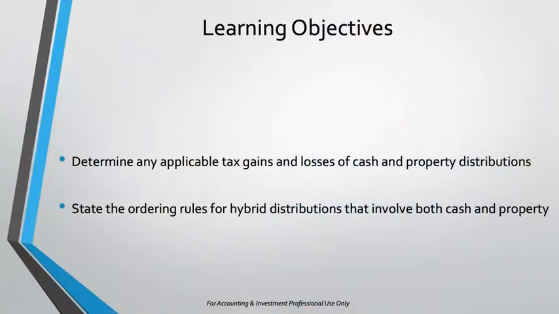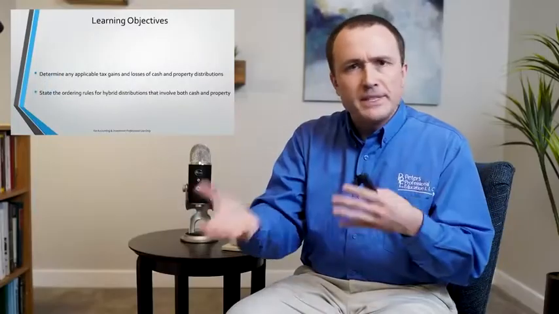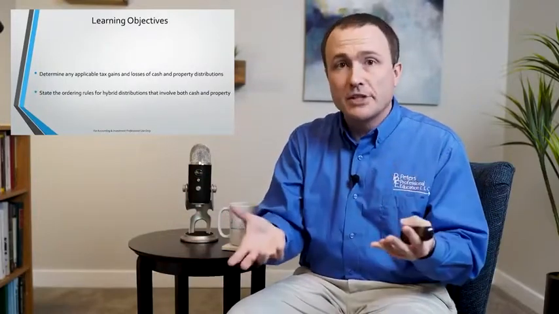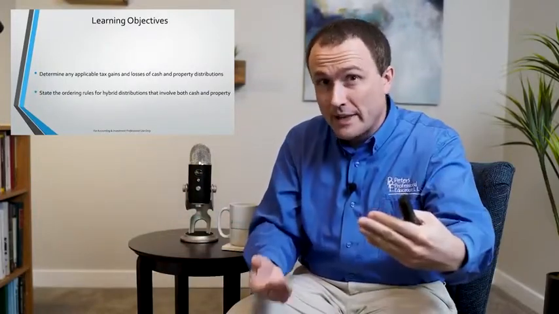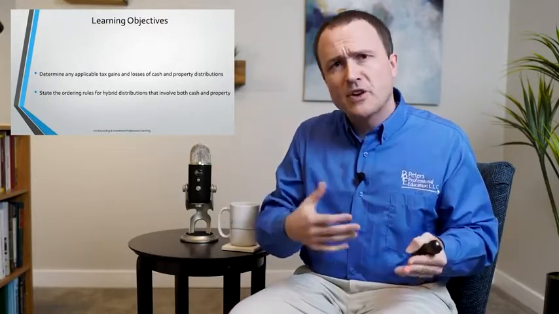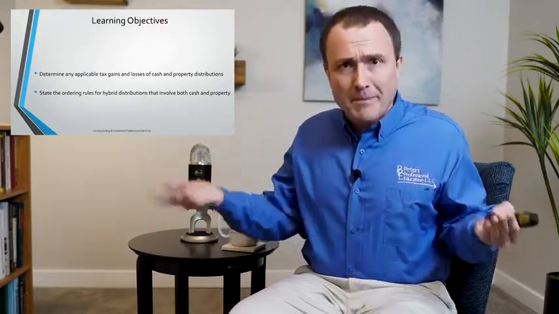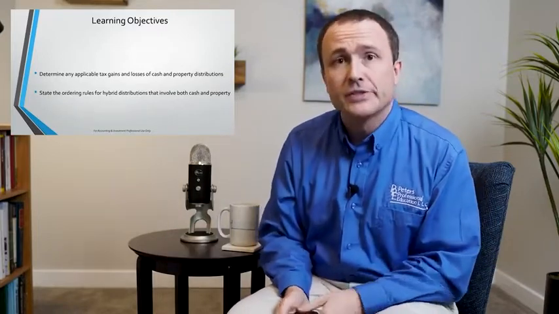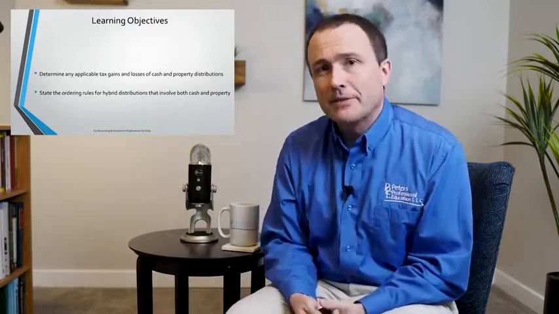We're then going to state the ordering rules for hybrid distributions that involve both cash and property. So again, what happens if you have the rarest of rare and you have a situation where you're distributing not only cash, but property too? What's the ordering there? Which comes first? And ultimately, does it matter? And I will tell you that it does. And so we'll spend a couple of minutes talking about that as well.